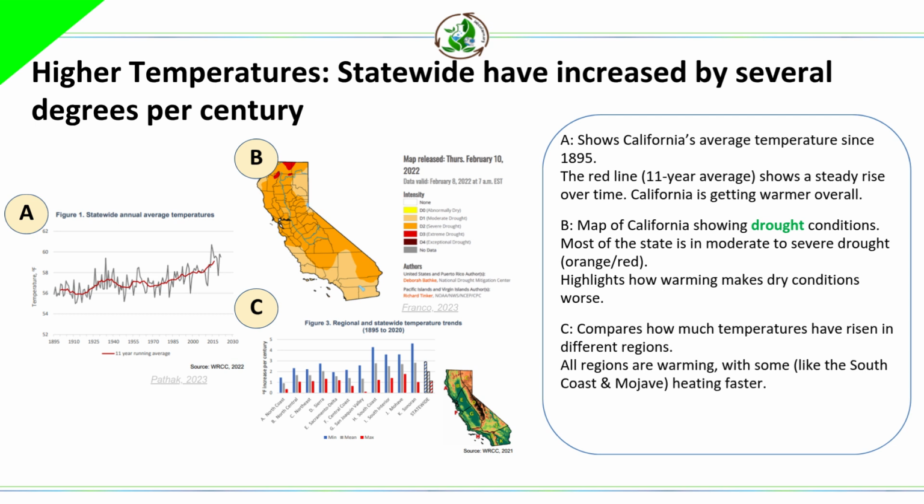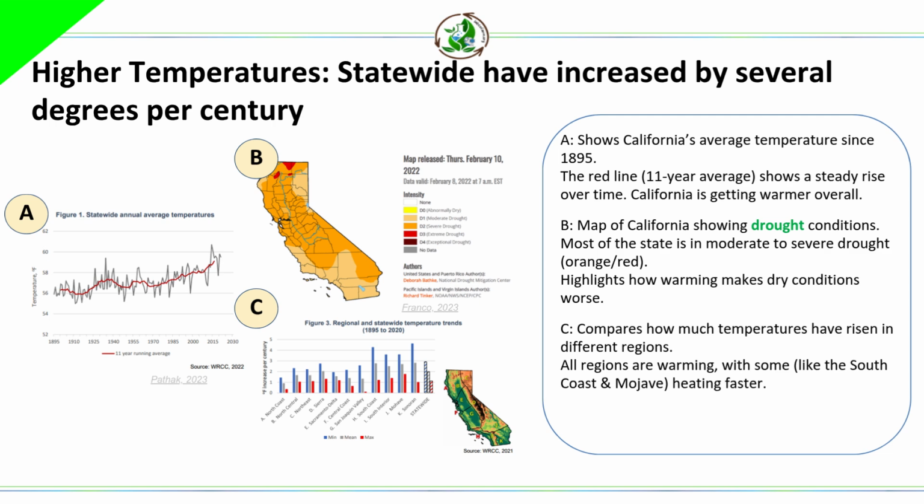Now let's look at how temperatures have changed across California. Panel A shows California's average temperature since 1895. The red line is the 11-year average, and you can see a steady rise over time. Overall, California is getting warmer.